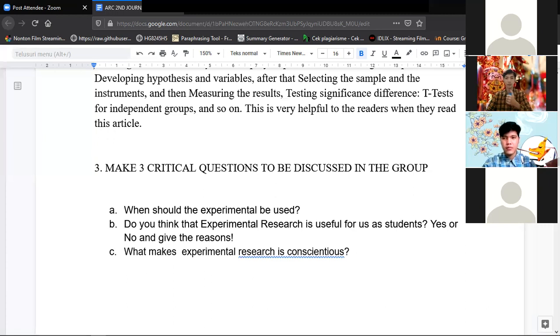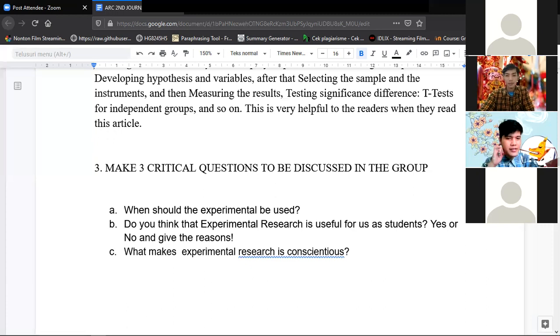Okay, thank you, Ms. Ribka. Now, the second question is, do you think that experimental research is useful for us as students? Yes or no, and give the reason. Maybe Mr. Rico?